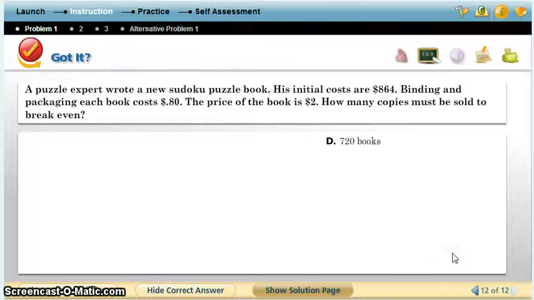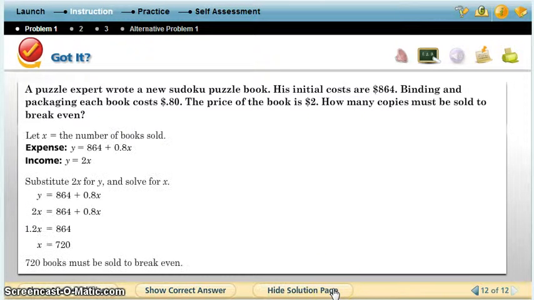Now, once the solution page comes up, yours may look different depending on the method that you decide to choose after you wrote your equations. The method that they chose was the substitution method, because just like in the example, both of the equations were solved for y. So it just kind of lent itself to setting up substitution. But you can see there how they substituted in 2x and then solved for x and got 720 books.